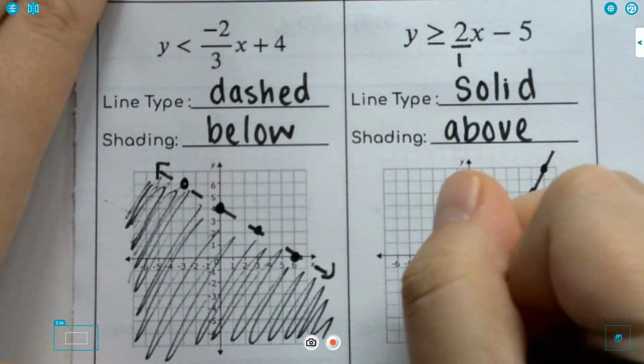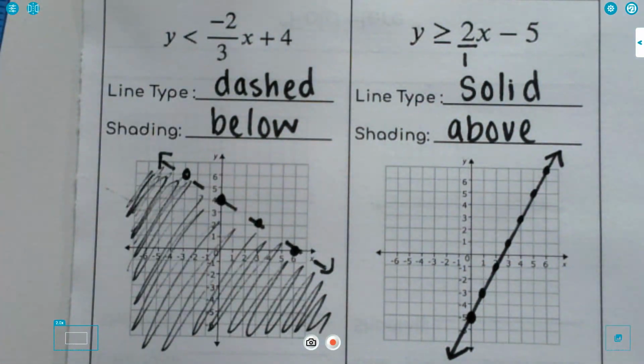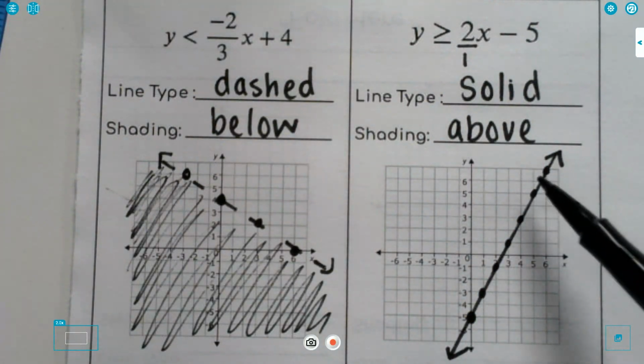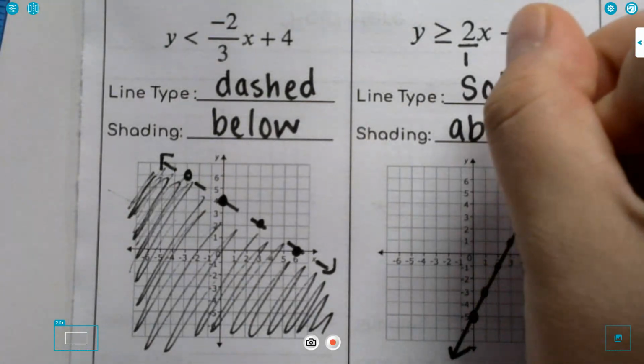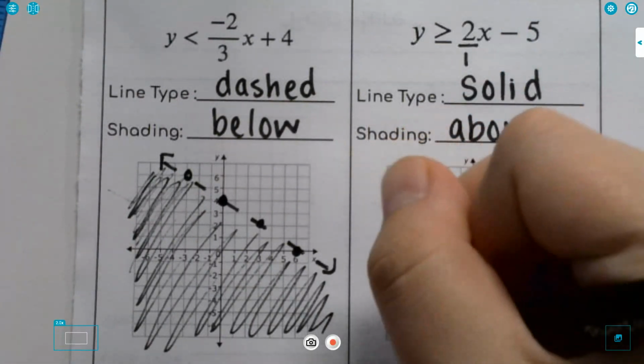Then we need to shade above it. So sometimes the steeper a line gets, the harder it is to figure out above and below. Think about if you were skiing down a mountain, you would be above it. So if I were skiing, even if it was really sloped, I would be on this side here. I wouldn't be upside down on the other side. So this is above.